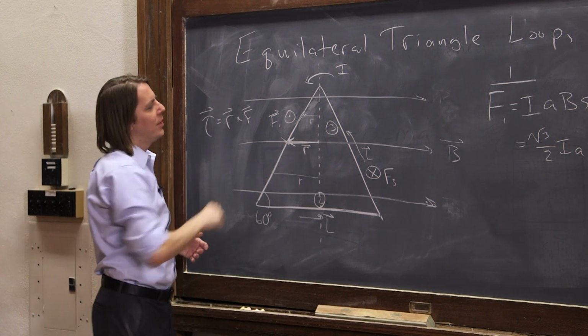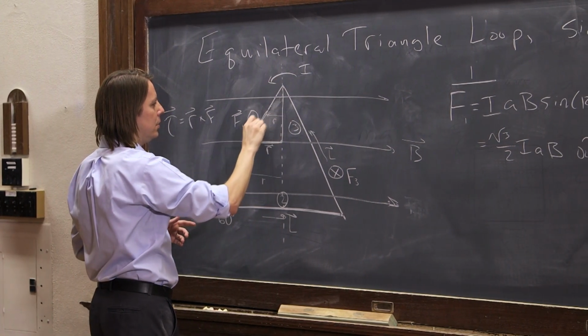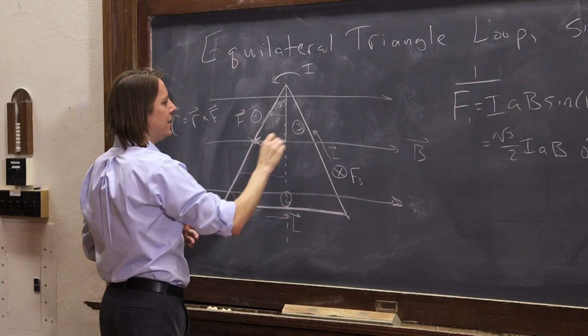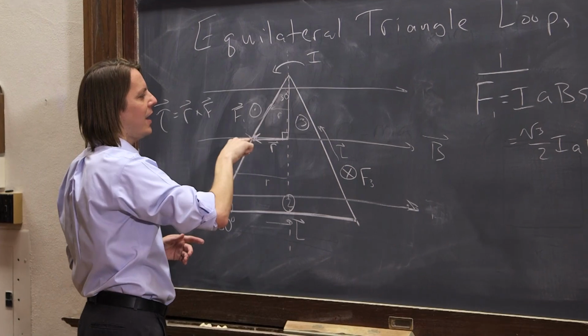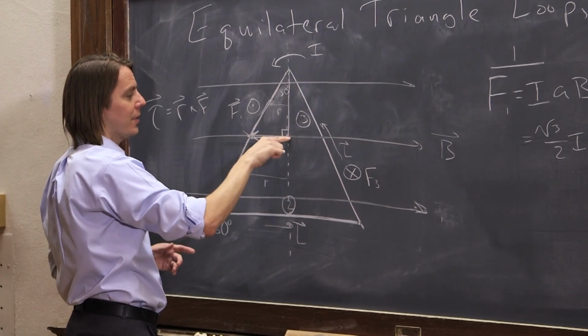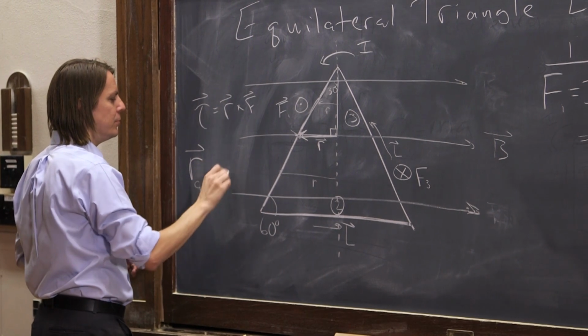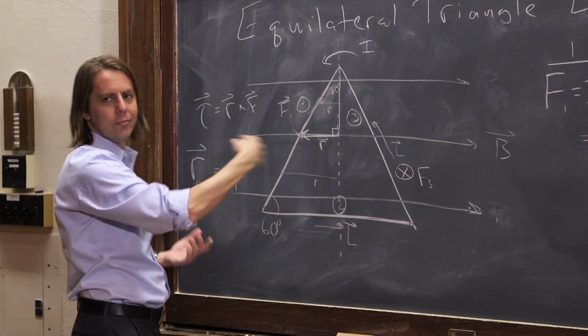Okay, so what is that radius vector? Well, this is a right triangle here. This is now 30 degrees. This is 90, and this is A over 2. So the sine of 30 is a half, so this is A over 4. Okay, so the R average vector we're going to use is A over 4 in magnitude, and it's to the left.